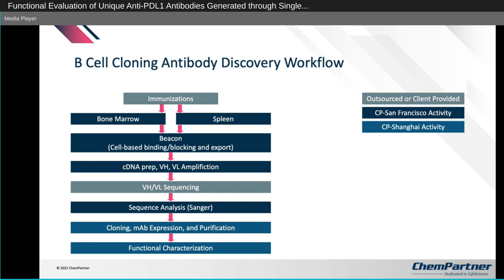Once those B cells are exported, we prepare the cDNA, amplify VHVL, and send it out for sequencing. And upon sequence analysis, we can then clone, express, and purify at our Shanghai facility and do functional characterization of these antibodies.